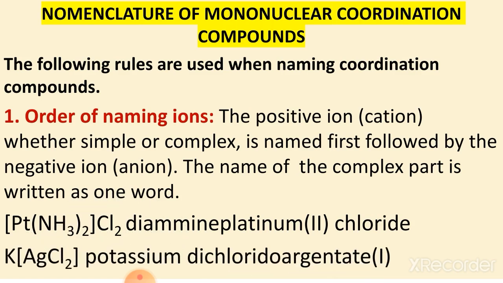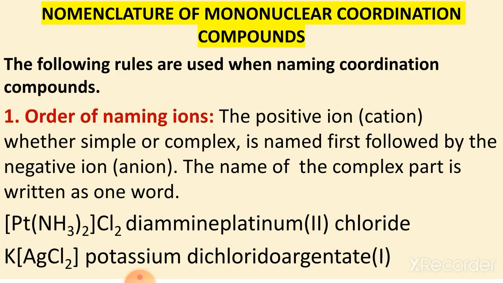Now one more example, K[AgCl2]. Here K is positively charged. So first of all we have to write the name of potassium and then the name of the complex anion in one word. So look here. Here also you again have to calculate the charge on Ag.